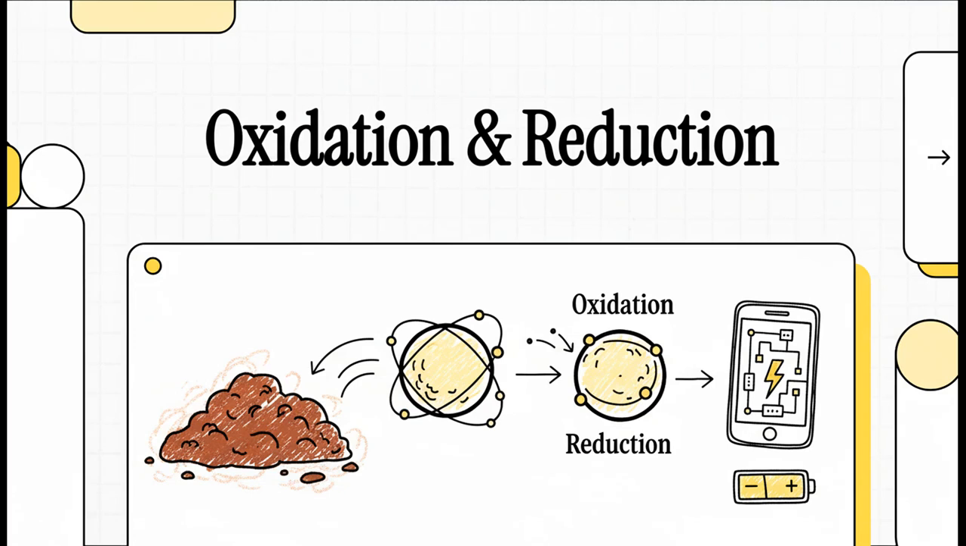Hey, let me ask you something. What in the world does a rusty nail have in common with your smartphone? It kind of sounds like the start of a bad joke, right? But the answer is this incredible chemical process that's happening all around us all the time. Today, we're diving into oxidation and reduction, what I like to call the electron dance that literally powers our world.